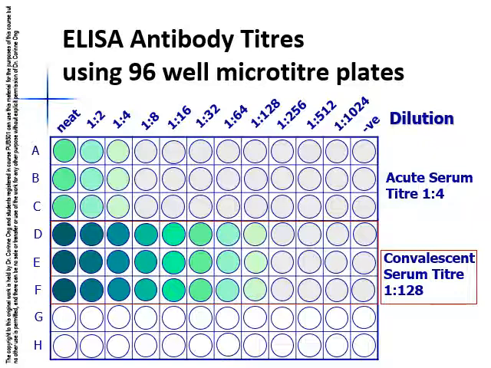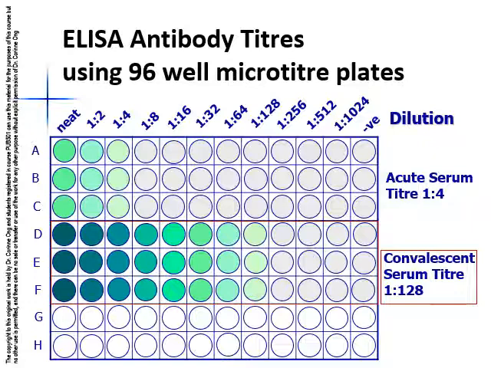The antibody titer is the last dilution that produces a positive result. In the case of the acute serum specimen, this is found in wells with the 1 in 4 dilution. For the convalescent serum specimens, the antibody titer is 1 in 128, as the green color reaction is only present at that dilution. It is absent in the wells with the next doubling dilution, which is 1 in 256.